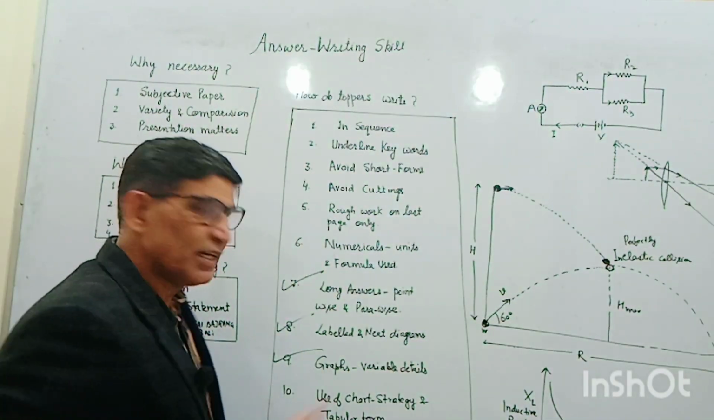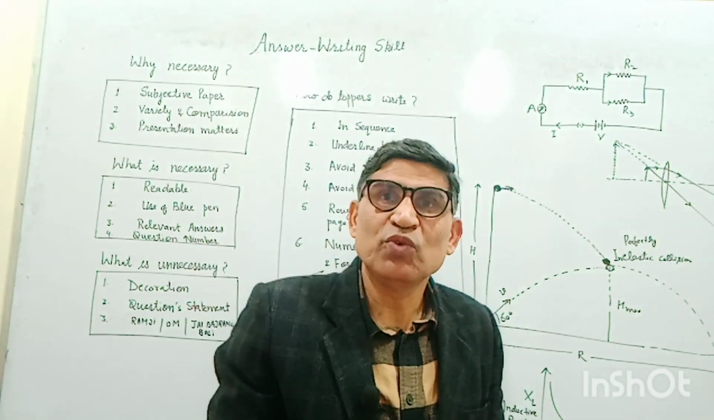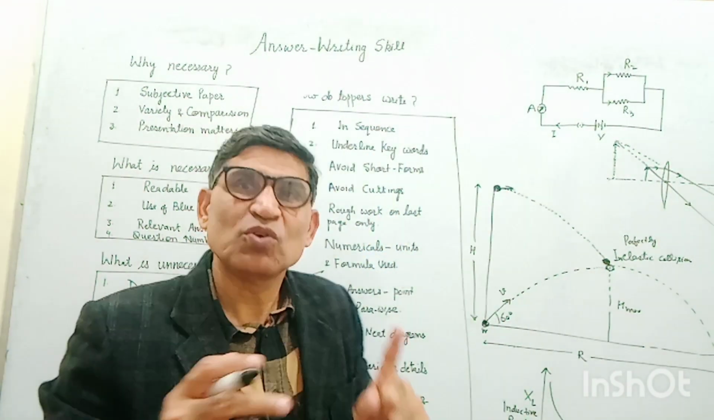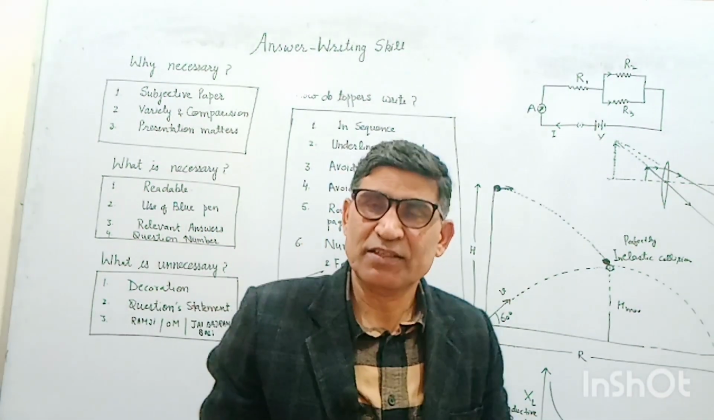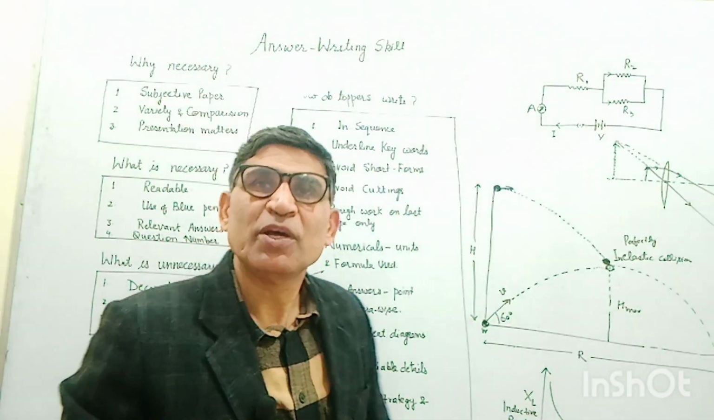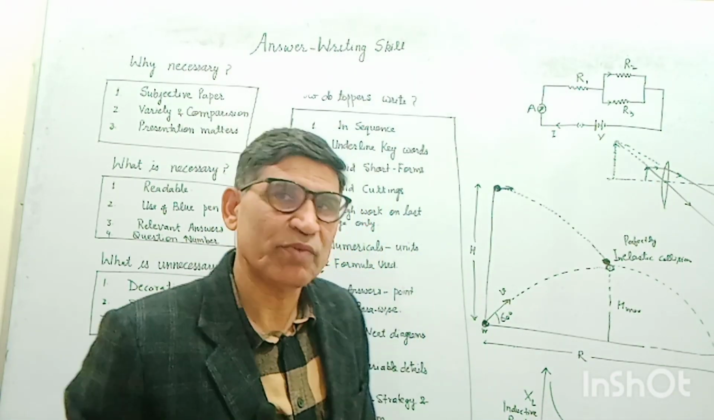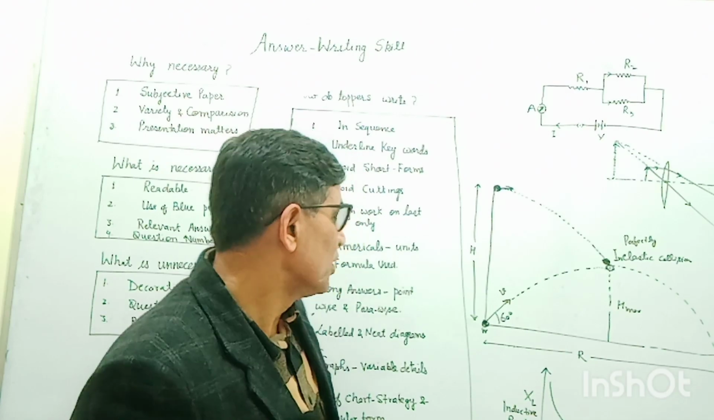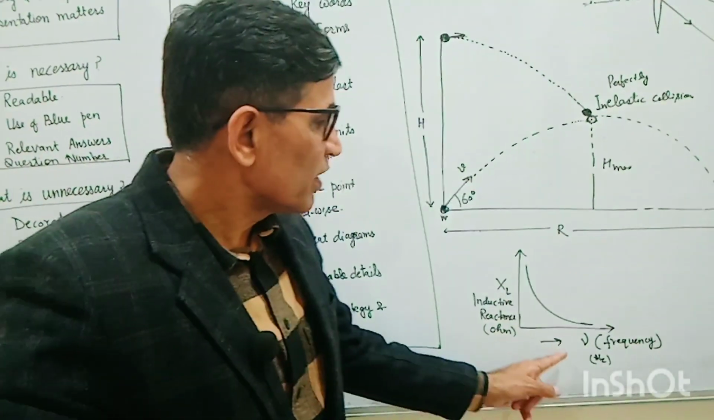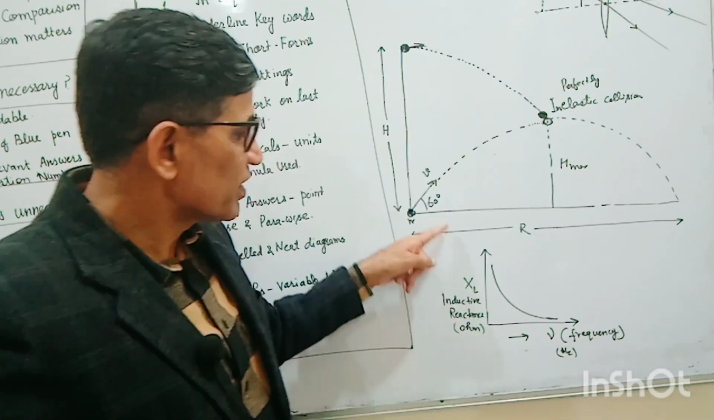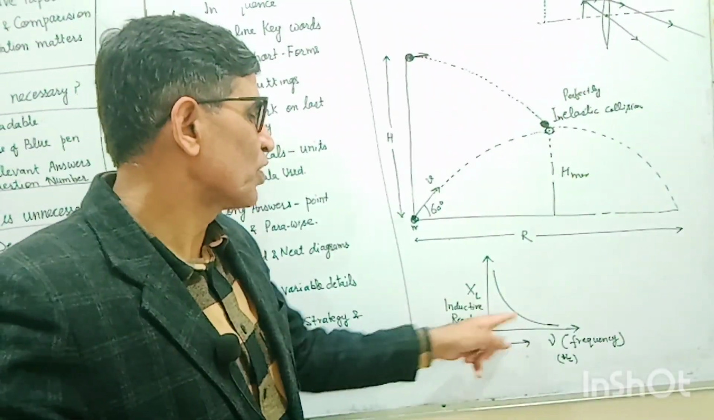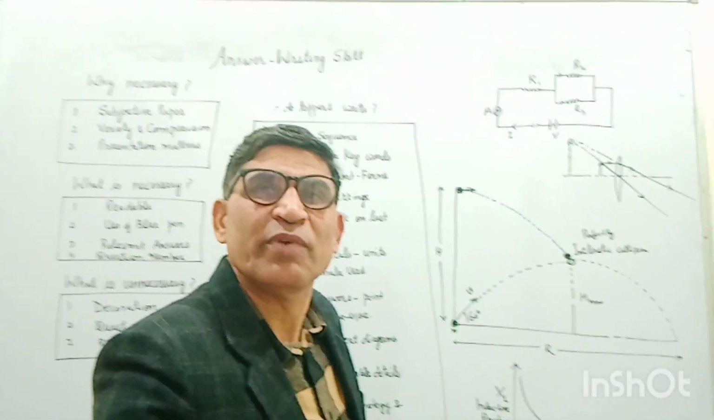And point number 9, regarding graphs. If you want to explain some graph, a graph is a visual form to understand any variable or the relation of two or more variables. So graphs are very essential. You have to mention what is taken along the x-axis and what is taken along the y-axis. So don't forget to mention all these variables.